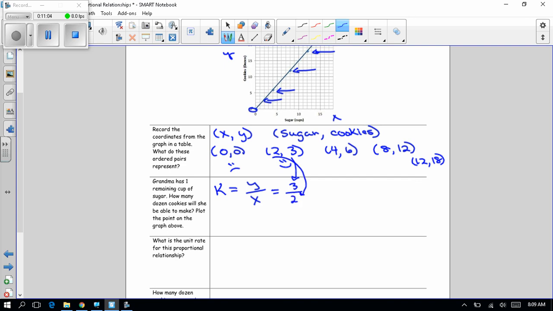Well, can we reduce that, right? It's improper. Do you want to think of it that way? How many times does 2 go into 3? It goes in there 1.5 times over 1. So in other words, Grandma is going to get what? 1.5 dozen cookies with 1 cup sugar.